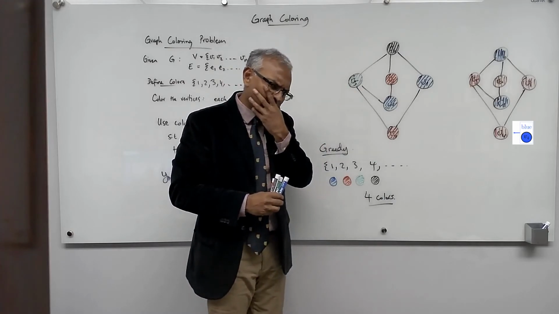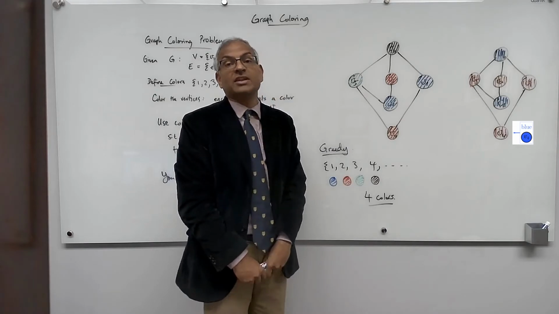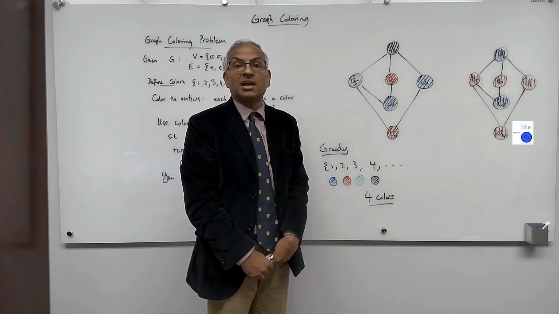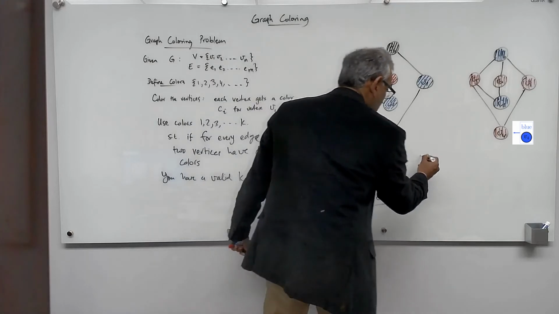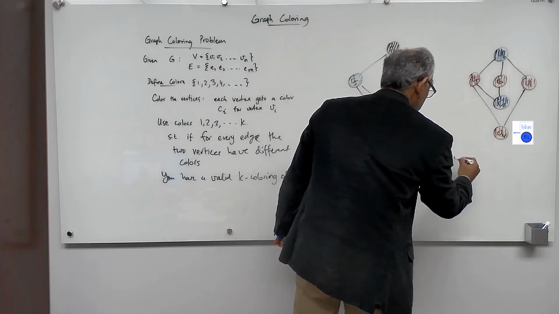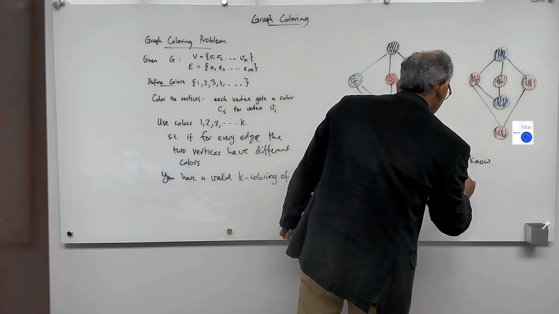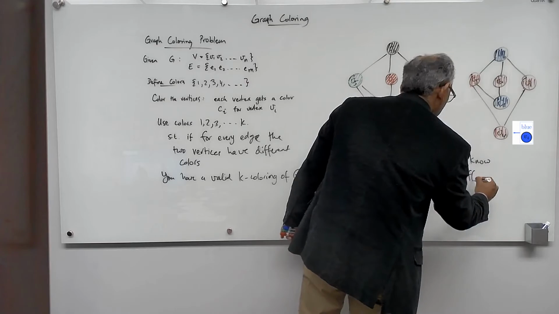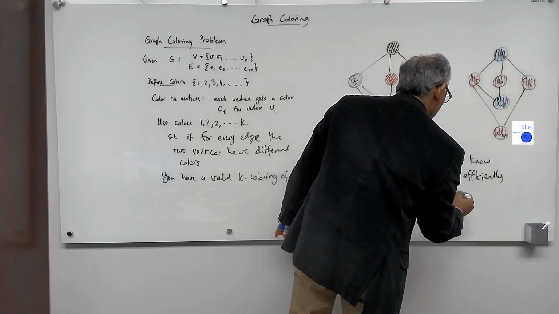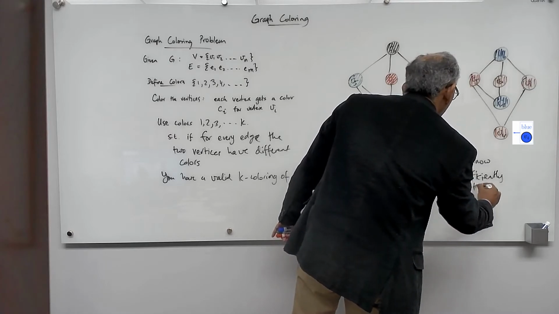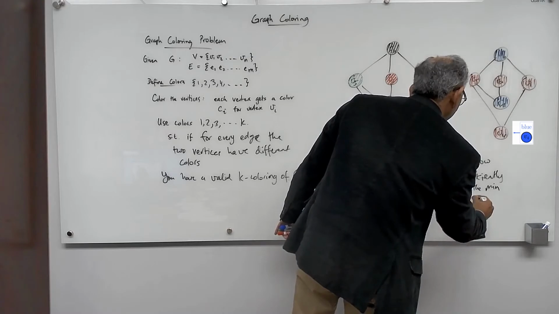And then you might think, why did we choose greedy? Why did we do that? Because we don't know of an algorithm that can efficiently color with the minimum number of colors. So we don't know how to efficiently color with the minimum number of colors.